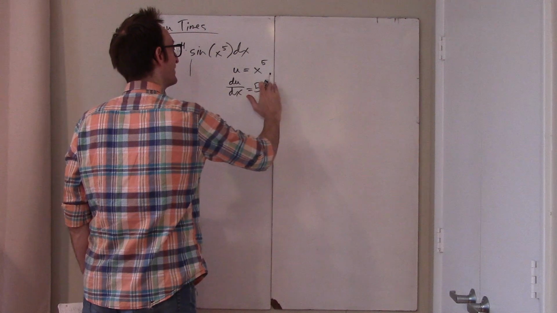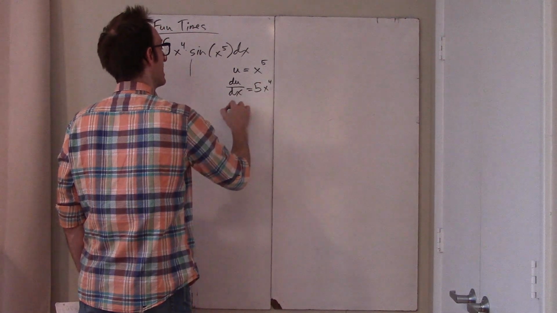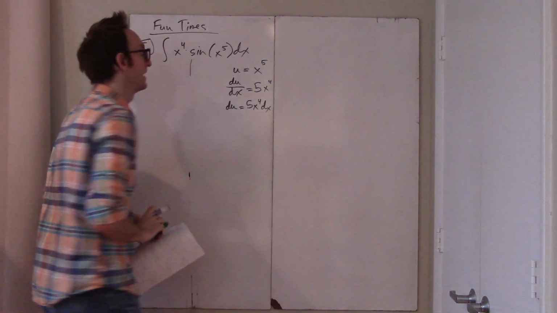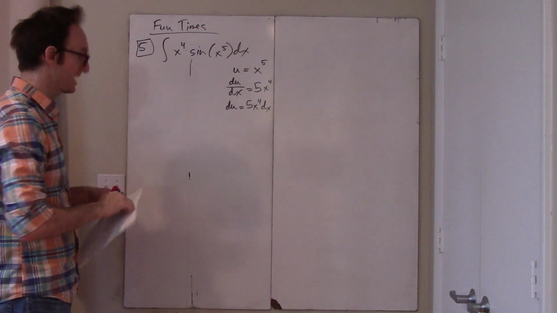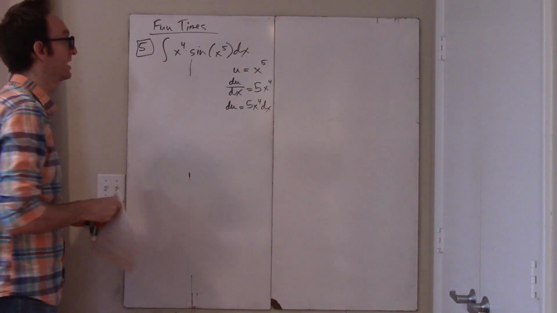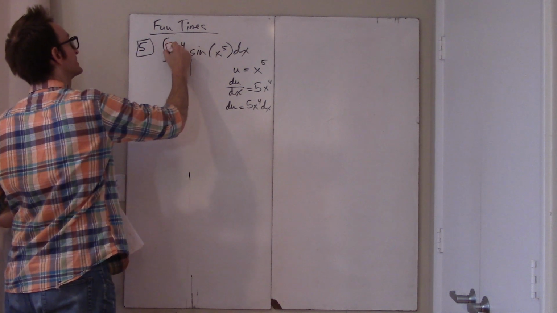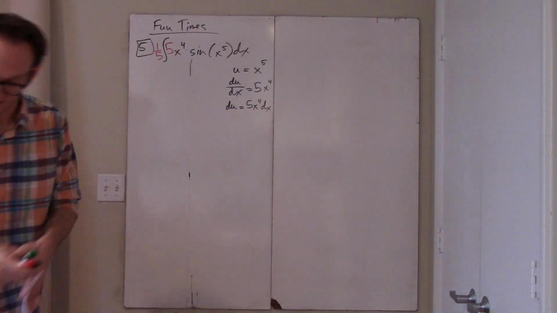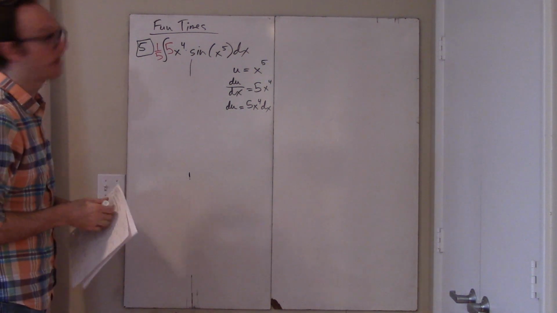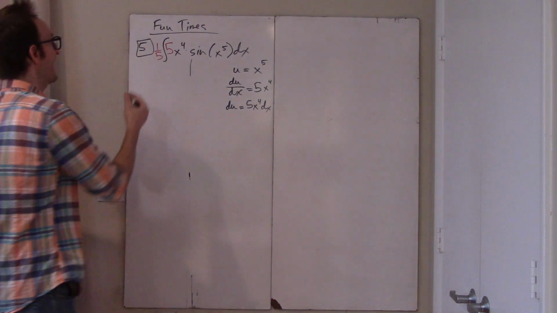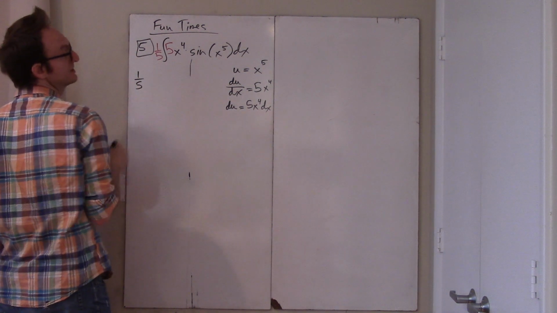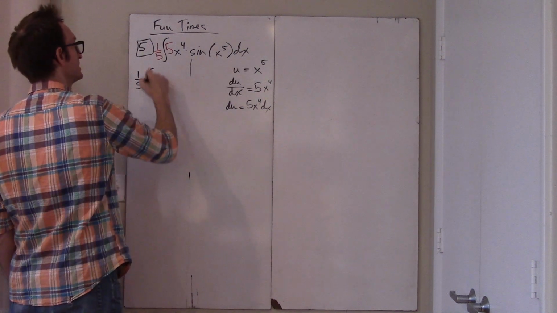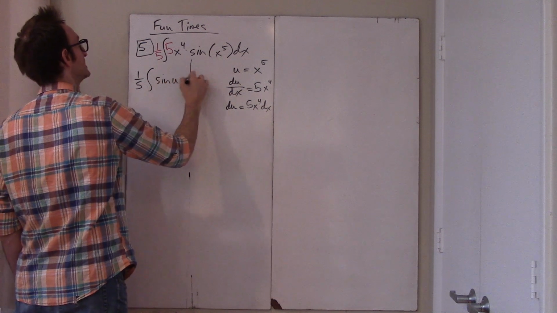That this is 5x to the 4th. And so du is 5x to the 4th dx. And thus what's missing is this 5. So I put in the 5 and I undo the damage with the 1/5. That is great, because then I get 1/5 times, well, 5x to the 4th dx is just my du. So this becomes sine u du.